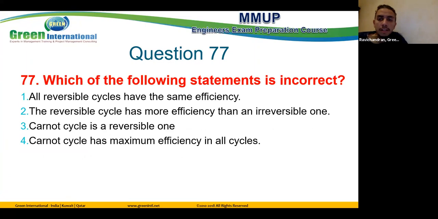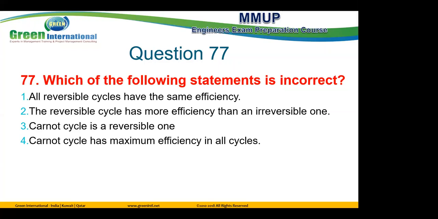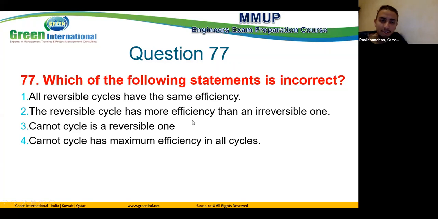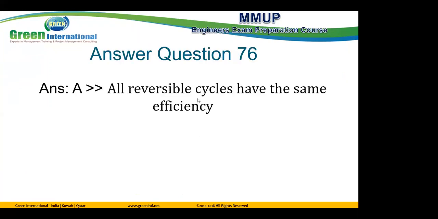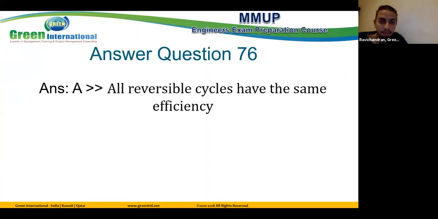Which of the following statements is incorrect? Number 1: all reversible cycles have the same efficiency. Yes, it is not true that they all have the same efficiency. The Carnot is the highest one, but the others are correct. Okay, now we finish this part.